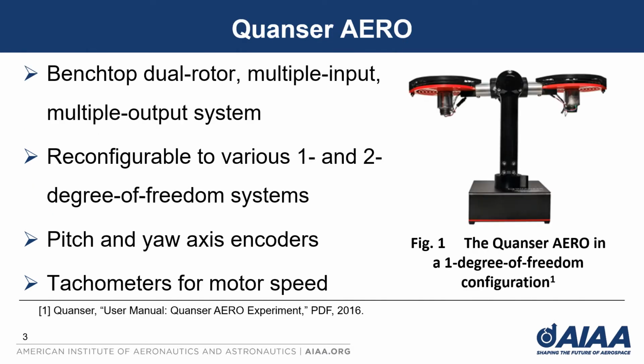So the Quanser AERO is a benchtop dual rotor system that can be reconfigured into several aerospace systems and simulations, including a 1 degree of freedom, single input, single output configuration for attitude control, as well as 2 degree of freedom, multiple input, multiple output configurations to simulate a helicopter or a half quad rotor. In this work, the 1 degree of freedom configuration shown on this slide was considered exclusively. The AERO contains several sensors for data measurement, including pitch and yaw axes encoders for measuring position and angle, as well as tachometers for measuring the speed of the motors.